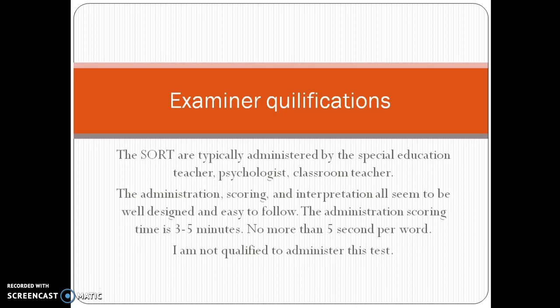And I personally am not qualified to administer this test, and I did not find the information in the manual. I actually found it online, where it's typically administered by a special education teacher or psychologist or classroom teacher, but I do not have any of those qualifications at this time. I feel that it is something that I could do and easily understand if I had the manual and was properly trained in it.